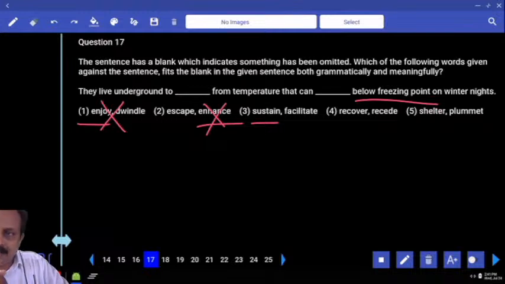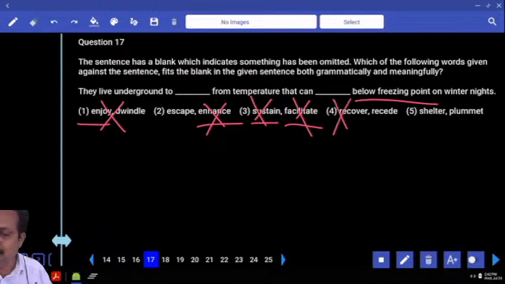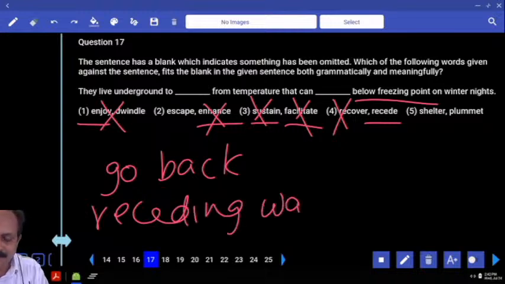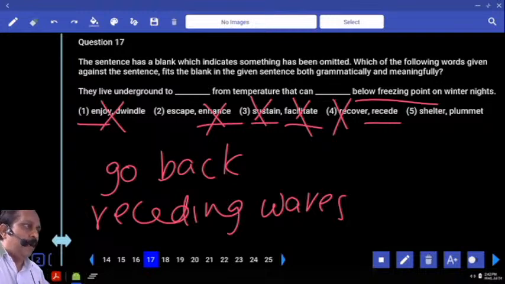Let us say you consider that one. What is the second word here? Can you say that can facilitate below 0 degrees? No. Both the words cannot be used. Can you use to recover from temperature? Does it make any sense whatsoever? No. Recede, write the meaning. Recede means go back. And write one combination, receding waves. Receding waves means waves that go back.